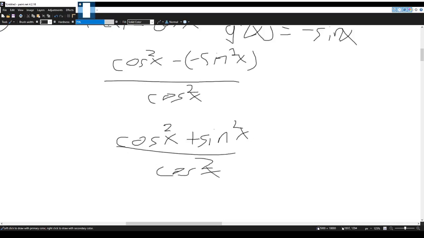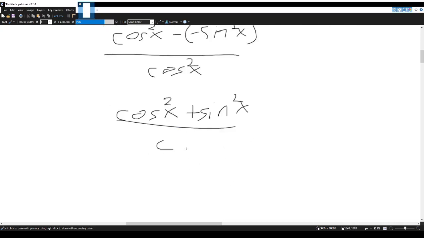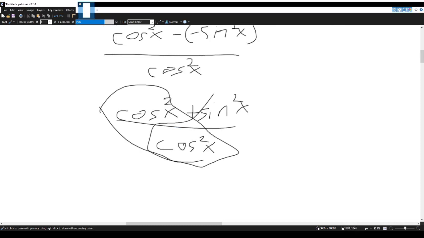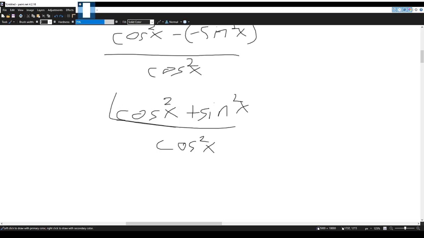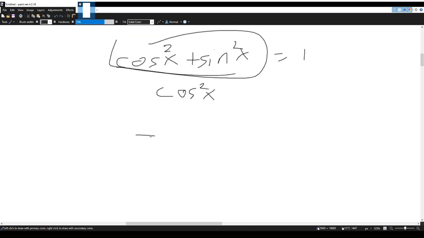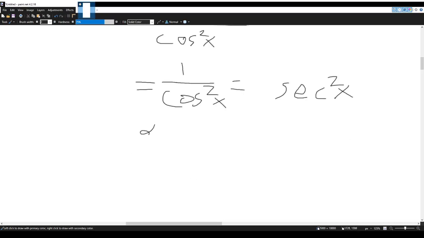Now there's a few ways you can go about simplifying it from here. Let me just make this look a bit nicer. For one, you can split into two separate fractions, and then you would have 1, and then you would have tangent squared, and then you could use an identity to simplify that. But I'm just going to say cosine squared plus sine squared equals 1, so this all equals 1 over cosine squared x, which equals, of course, secant squared x. So the derivative of tangent is equal to secant squared.